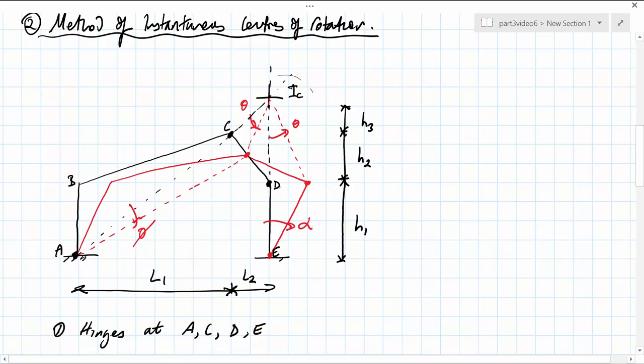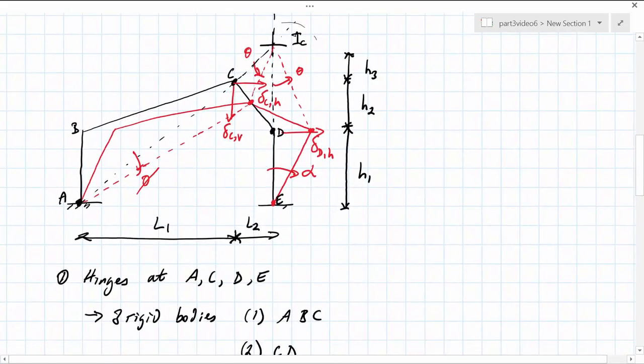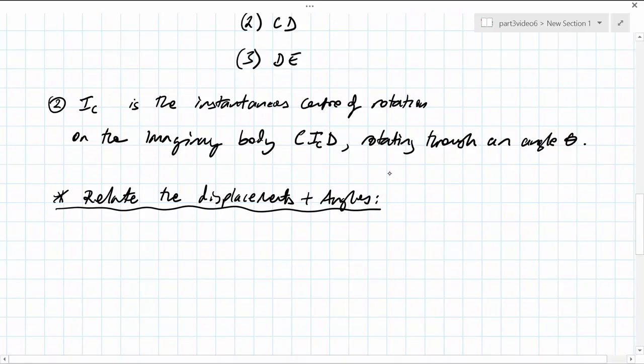At point D, we have a horizontal displacement, delta D, comma h, and at point C, we have a vertical displacement, delta C, comma v, and as this is a complex mechanism, we have a horizontal component as well, which we will call delta C, comma h. We now attempt to relate the displacements and angles in the following way.